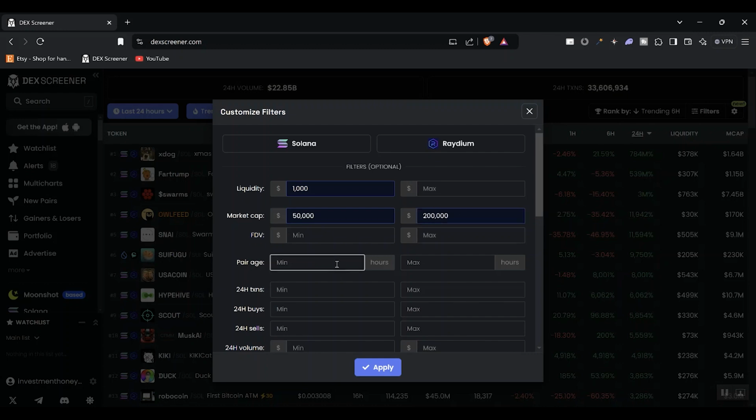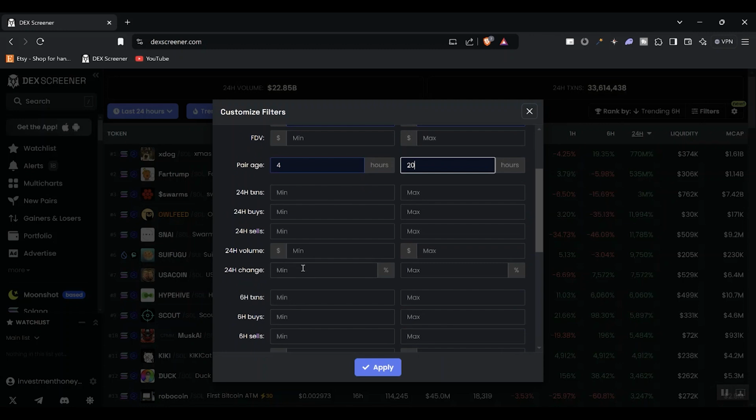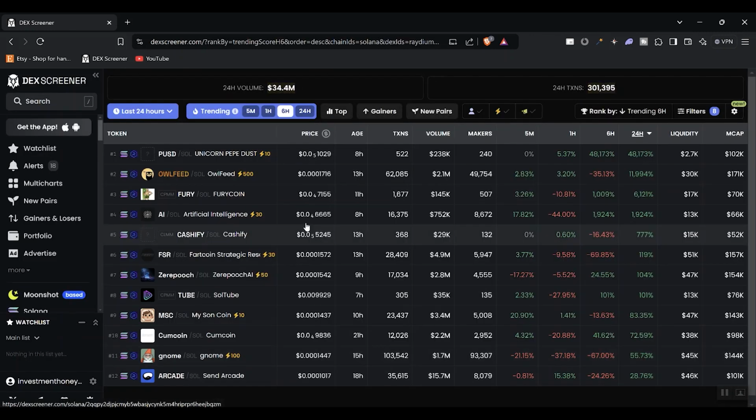And on the pair age, I don't know, let's start out at something like 3 hours. No, let's start at 4 hours. 4 hours, and let's go to 20 hours. And then on the change, we're going to do 10% as usual. I'm going to click Apply. So here we go. And all right.